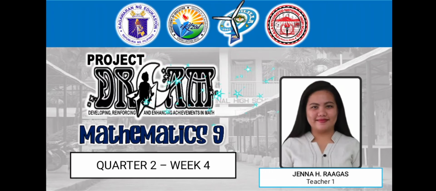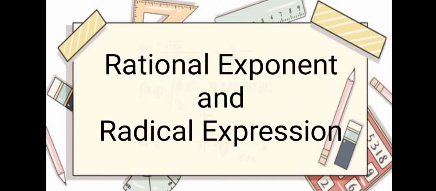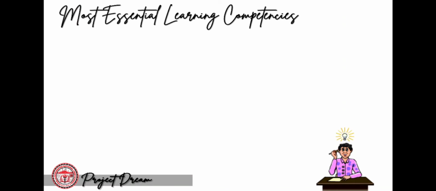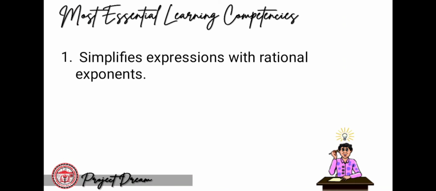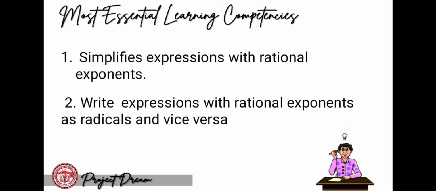Everyone! Today, we will discuss Quarter 2, Week 4 in Mathematics 9, entitled Rational Exponent and Radical Expression. For the most essential learning competencies, we have: simplifies expressions with rational exponents and write expressions with rational exponents as radicals and vice versa.